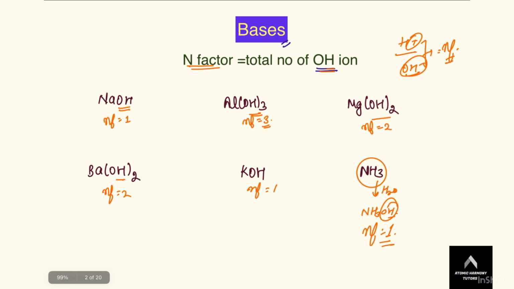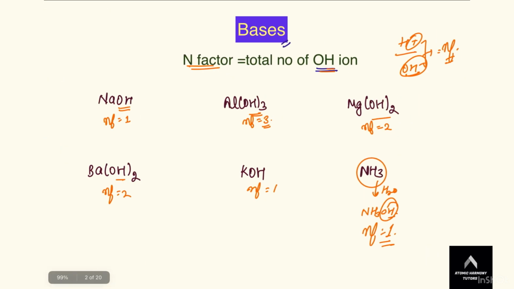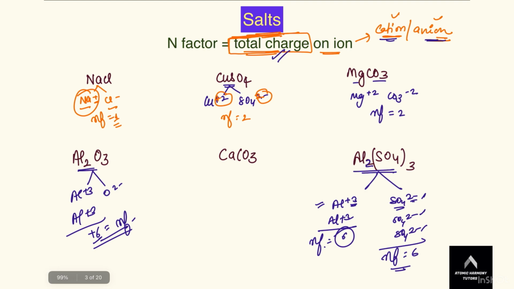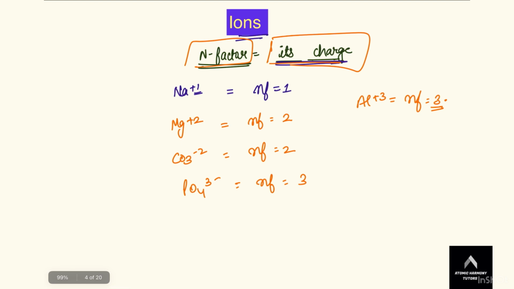Just these points you have to remember: in case of acid, dissociate the acid, then our n factor is equal to the total number of H ions. But in case of phosphorus compounds, just subtract 1 from the total number of oxygen. In case of base, the number of OH ions is equal to the n factor. And in case of salt, you have to focus on cation or anion, but the total charge will be considered. And in case of ion, it's very simple, the total charge is equal to the n factor.